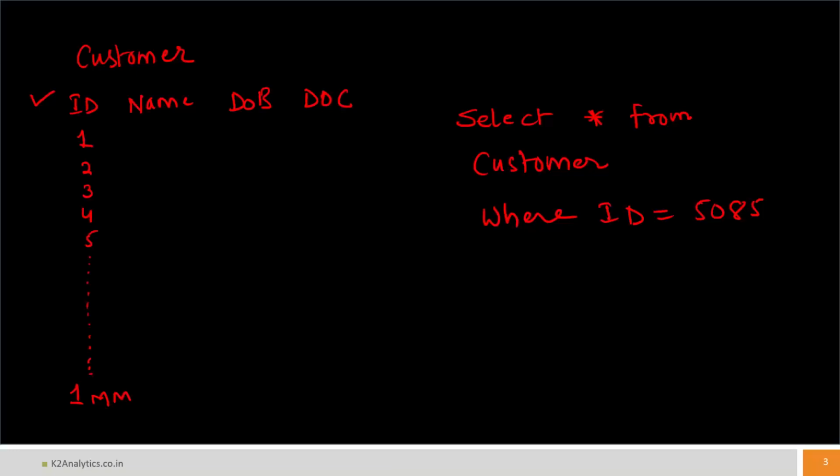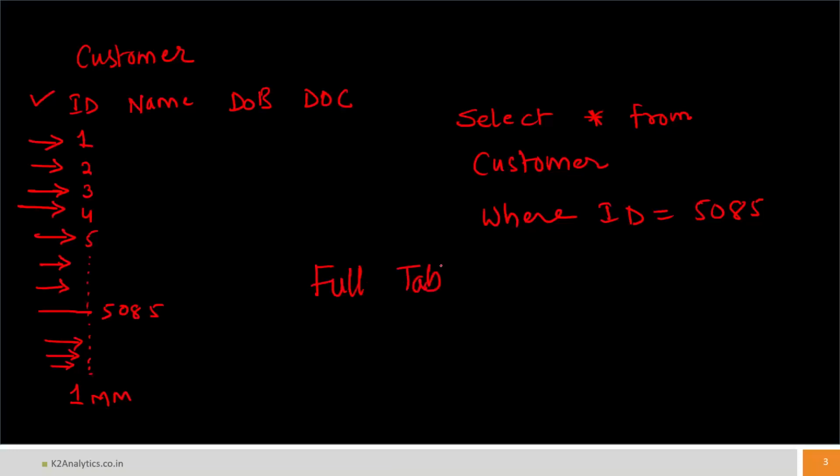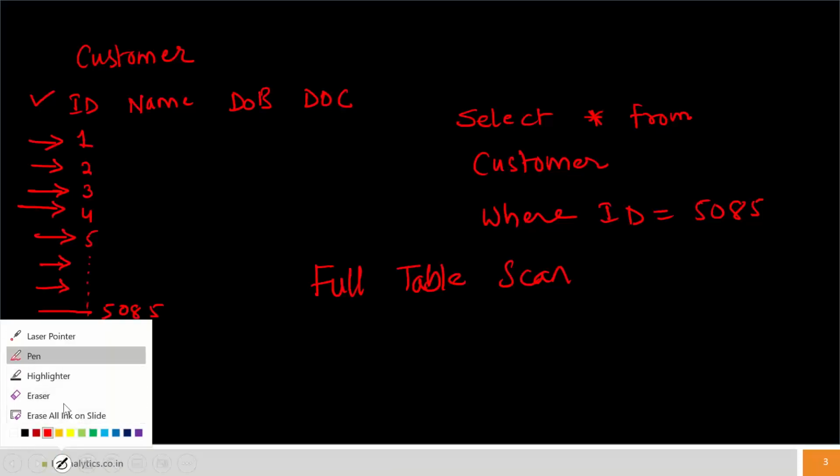In that case, the database query engine will scan each and every record to check whether the value of this ID is equal to 5085. Somewhere here you have a record 5085. However, the query engine scanned all the records to find which record ID matches 5085, and this is called full table scan. You can clearly see this is an inefficient way of searching the data.